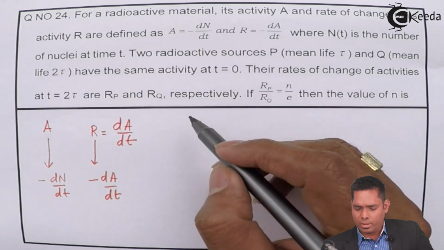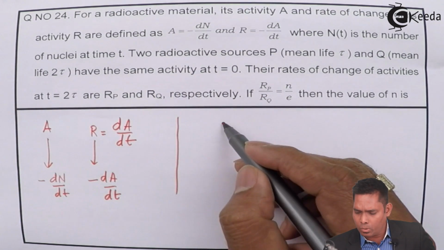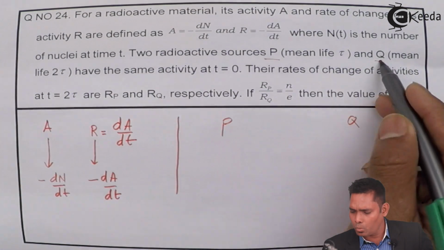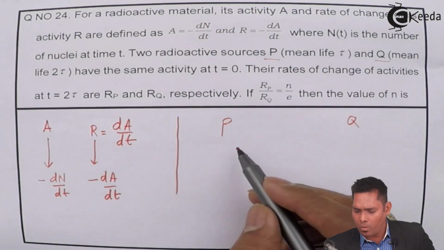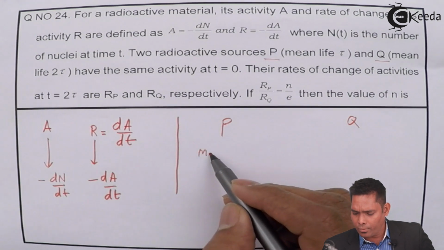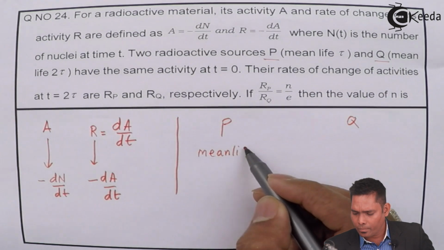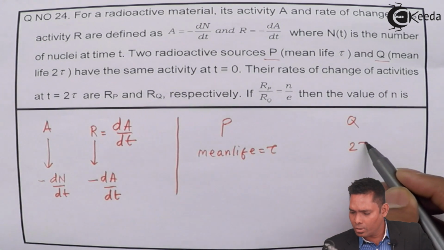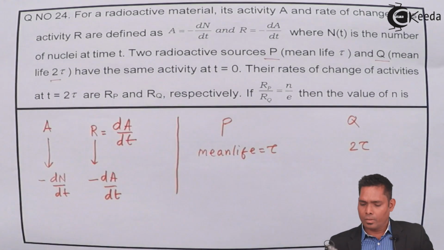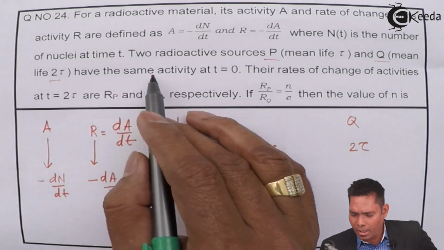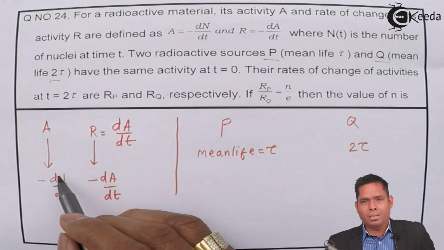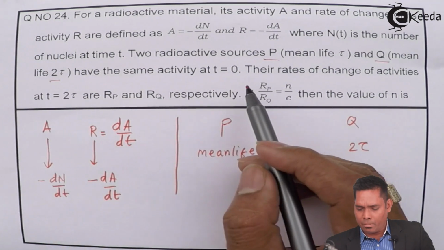We have two radioactive sources, P and Q. P has mean life tau, and Q has mean life 2 tau. Respectively, they have the same activity at time t equals 0. So that means they have the same number of nuclei at time t equals 0.